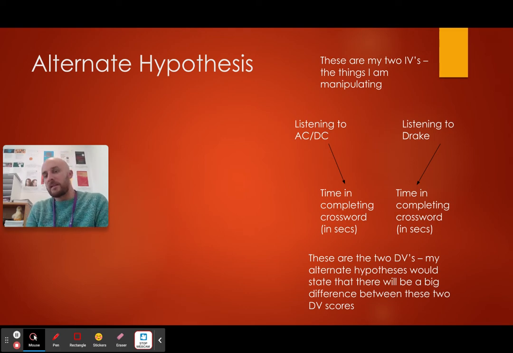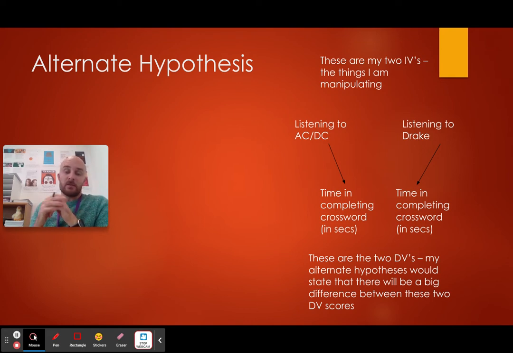As you can see on the right-hand side, we've got your two IVs. And in this case, your IV is music, and you want to see if music affects time in completing the crosswords, as you can see. Fine. It's pretty straightforward so far. I'm going to split my IV into two different conditions. So in one group, they're listening to AC/DC, and in the other group, they're listening to Drake. Fine. One's rock, one is rap, if you will.